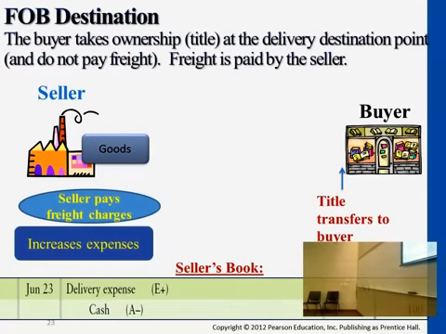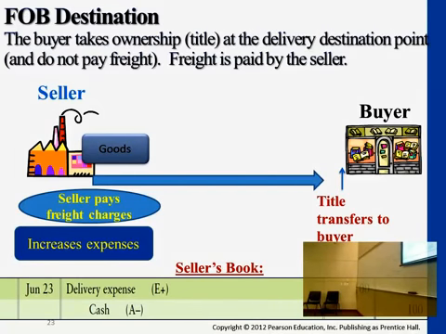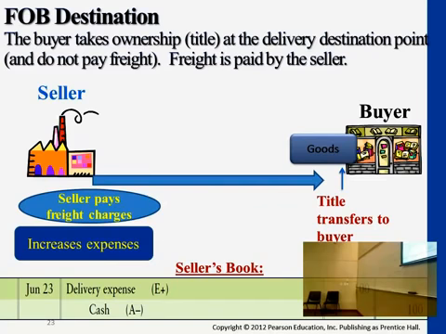Okay, going back to this chart again, goods are sold from seller to buyer. Title of the goods transfers to the buyer when the goods arrive at the buyer's company. This is the seller's book transaction. It's the same transaction that I showed earlier. And the purchaser does not incur any cost and does not record anything. So this is a less used case, FOB destination. Shipping point is more commonly used.